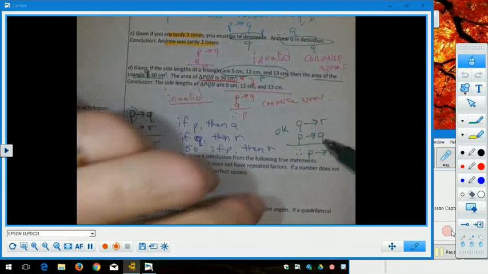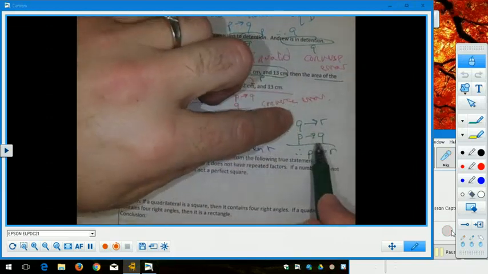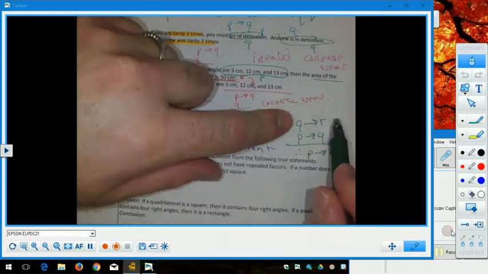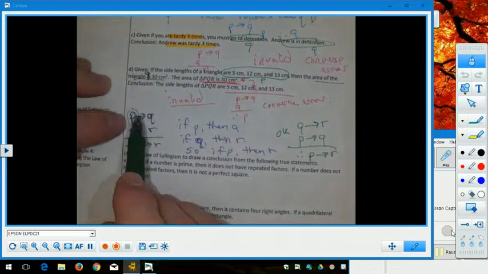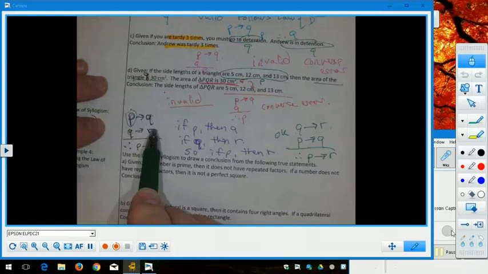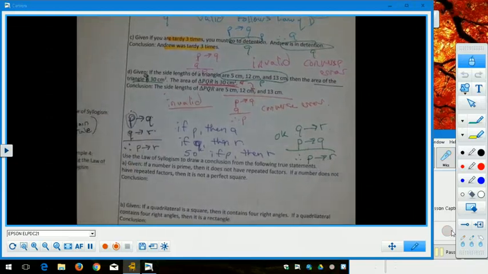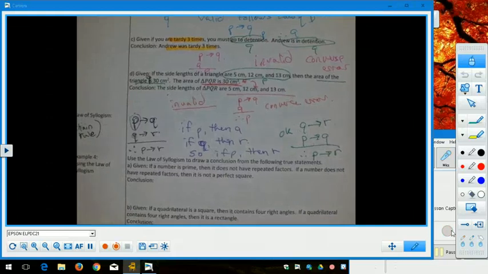However, if you see this connector, you should see this part being the start. Here's our connector. Here's where we're going to end. Here's where we start. Here's our connector. Here's where we're going to end. And that needs to be the conclusion. If that's not the conclusion, then it's invalid.